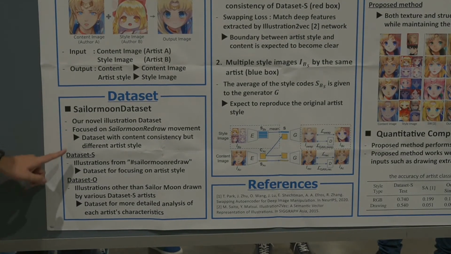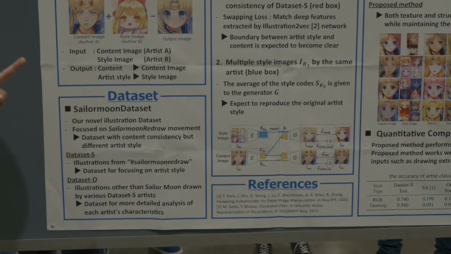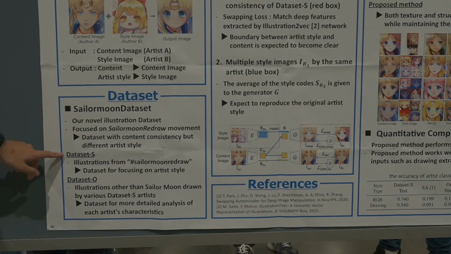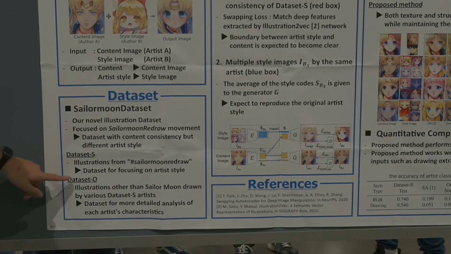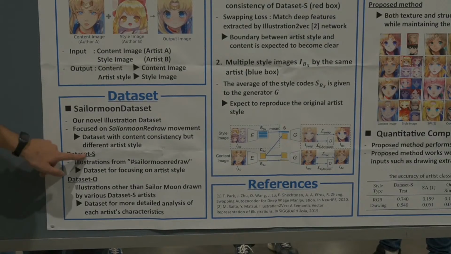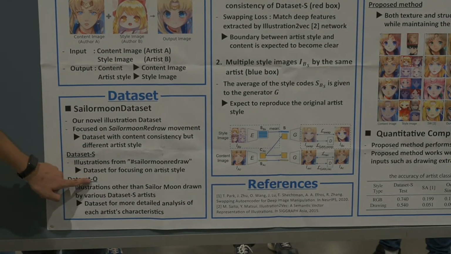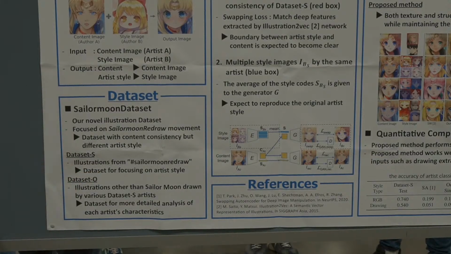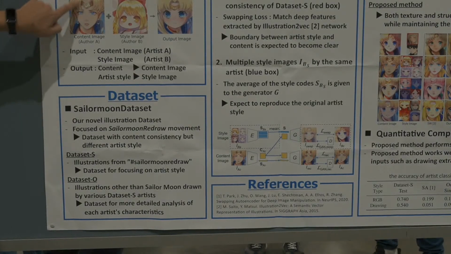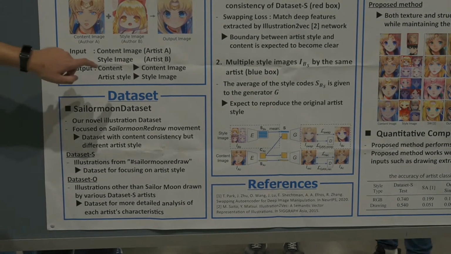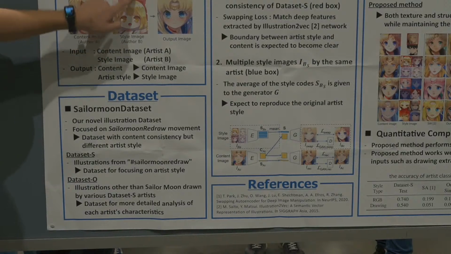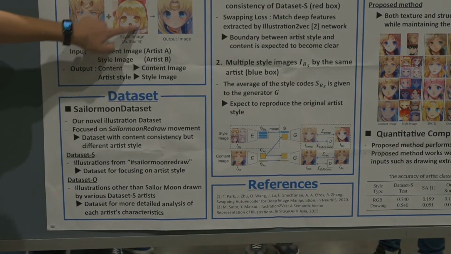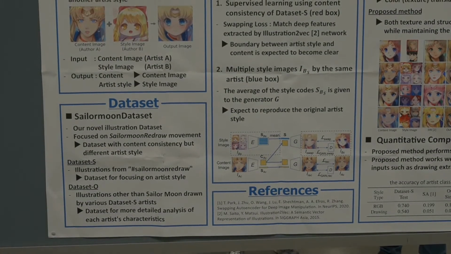So let me introduce the details of the Sailor Moon dataset. This dataset consists of two sub-datasets: dataset S and dataset O. Dataset S means Sailor Moon, and O means other than Sailor Moon. Dataset S includes only Sailor Moon, but O includes other than Sailor Moon, such as kawaii illustrations.